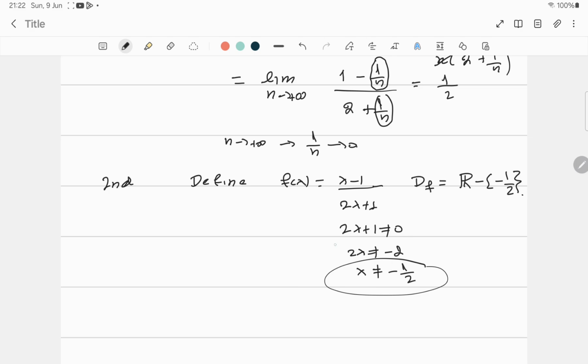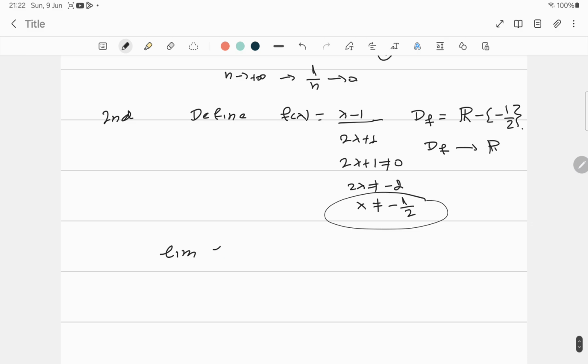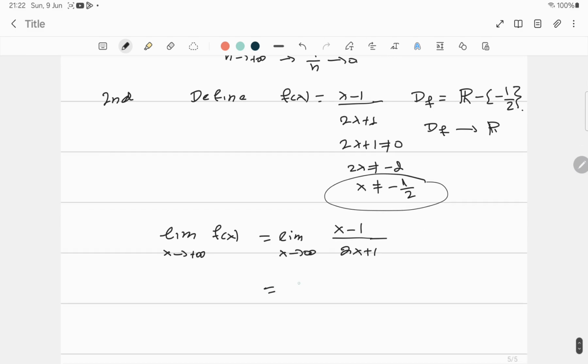Now we take this function from the domain to R, and we take the limit of this function as x grows to infinity. So it's (x minus 1) divided by (2x plus 1). Alright, now we have an indeterminate form, because in the numerator and the denominator the quantities go to infinity, so we use L'Hopital's rule.